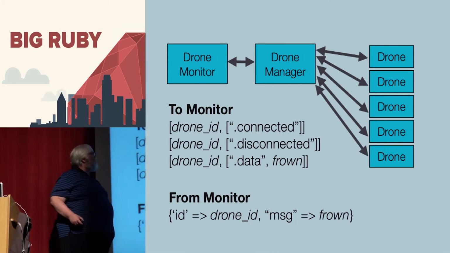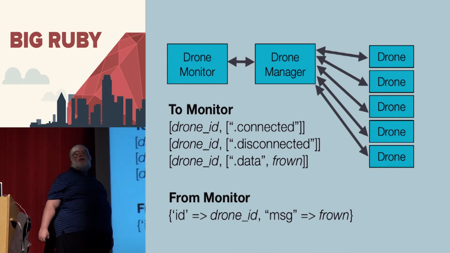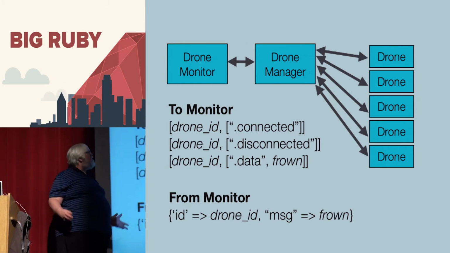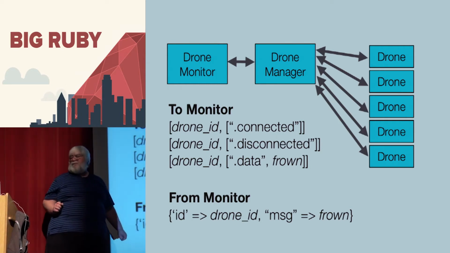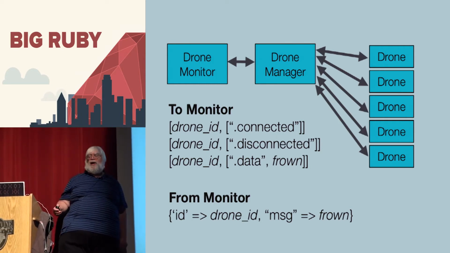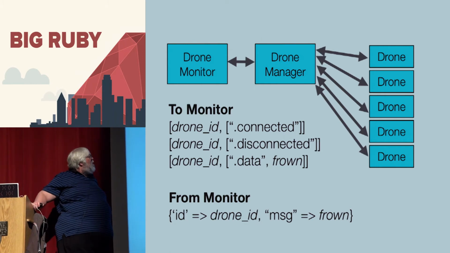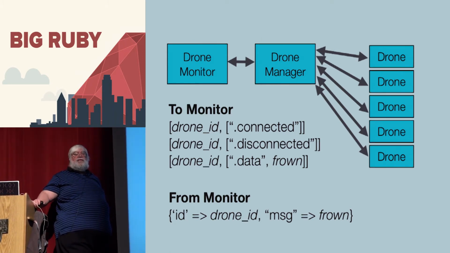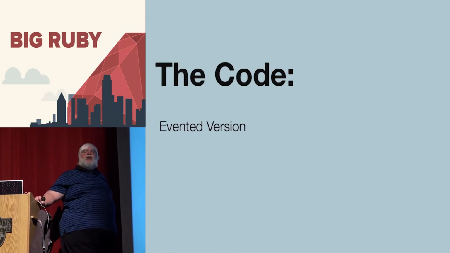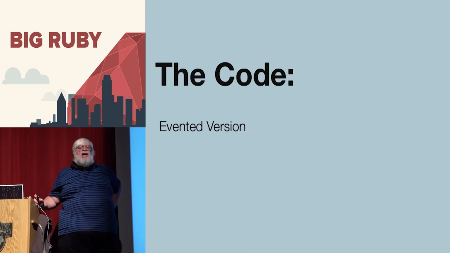Going back from the monitor to the manager will be messages that look like this, a message for this particular drone and this particular FROWN message right there. And I think it's particularly cool that we designed this protocol to use arrays in this direction and hashes in that direction. I don't know why. I didn't actually even notice we did that until I was making the slide up and saw both of them on the same page at the same time. We should fix that.